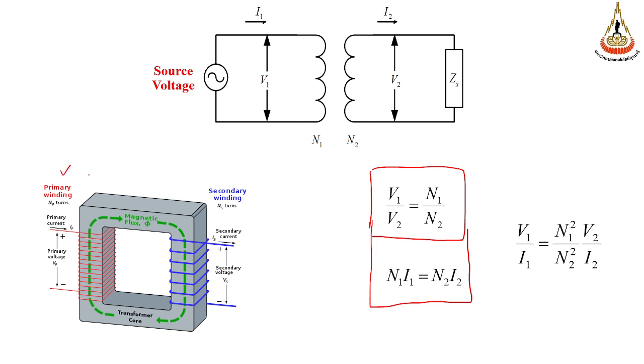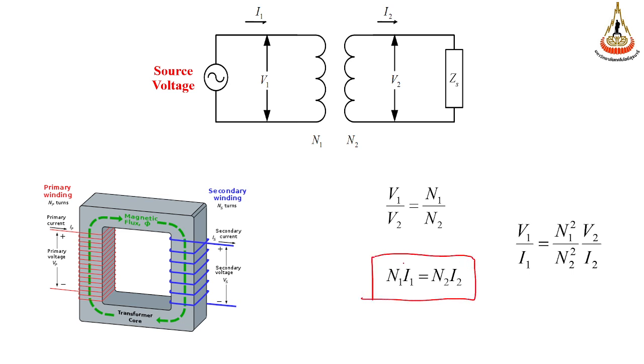This side we call the primary winding, and this side we call the secondary winding. This is the magnetic flux. With the primary voltage and primary current, this is the relation of the transformer. For example, if we know the current I1 on this side, the current I2 can be computed by this equation from N1 and N2.